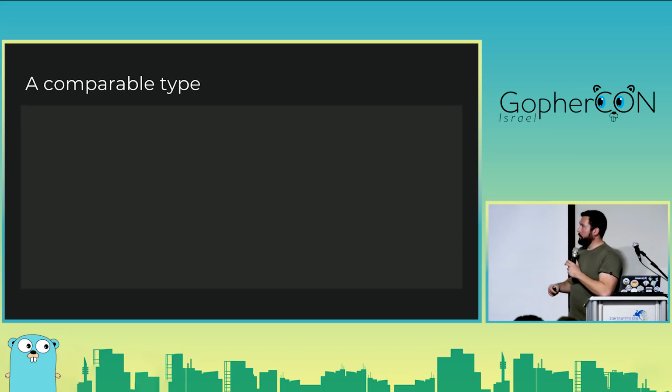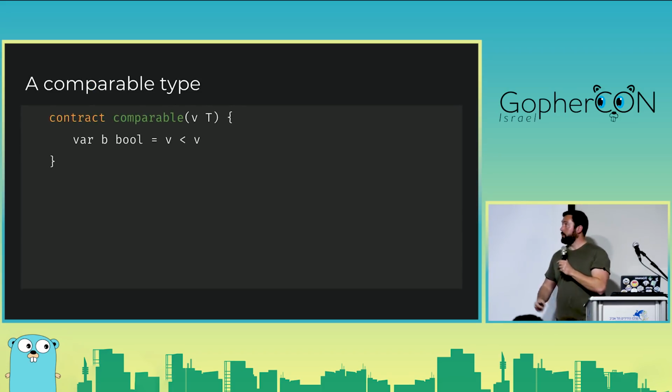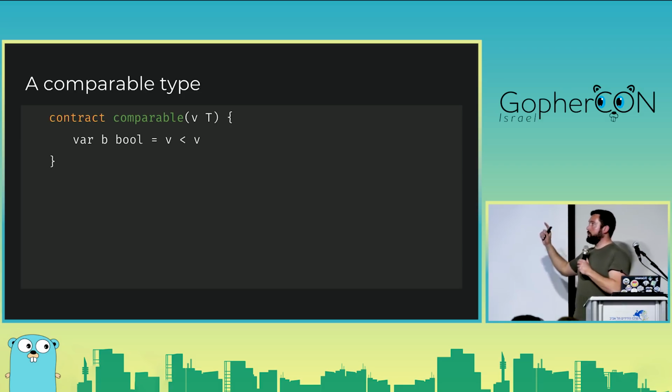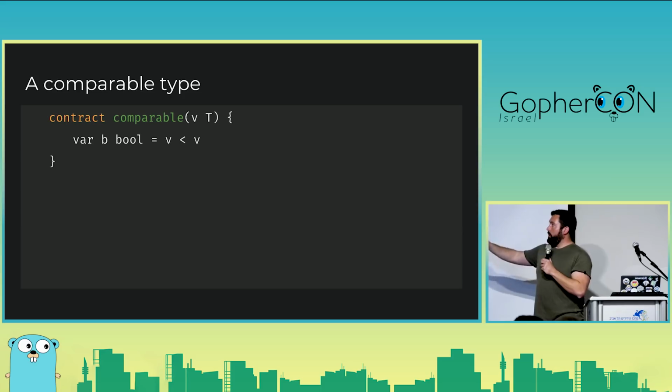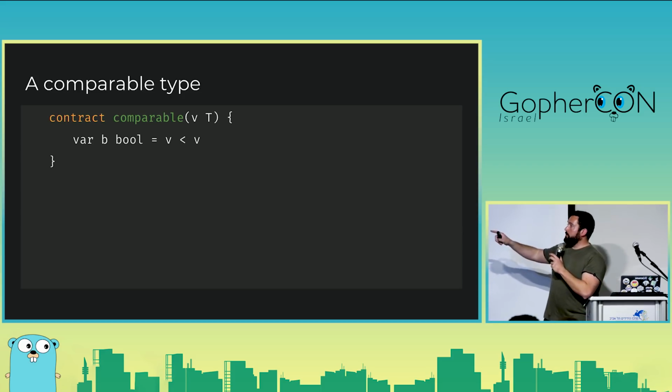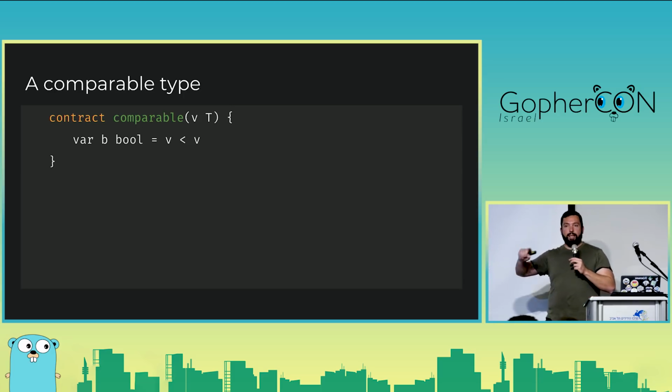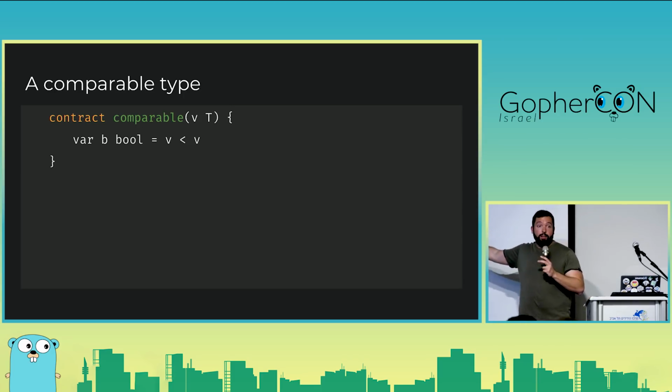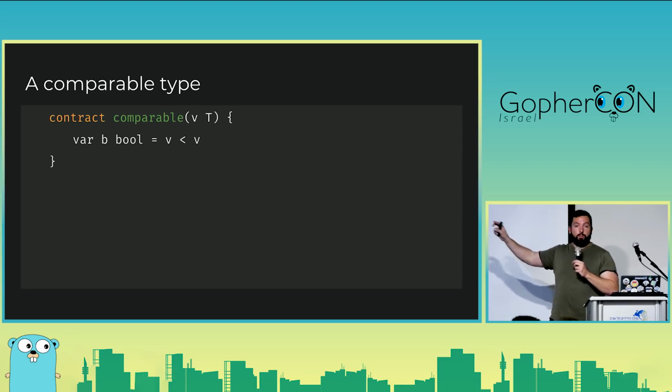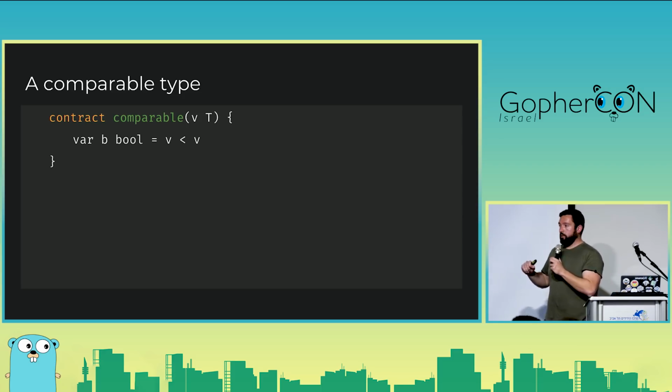So, comparable type. This is a type that you can compare. This is what it looks like. You're saying this is a comparable type where it receives a value v of type t, and what it does, it checks if v is less than v, which means that somehow that needs to compile. I don't know, I don't care how, but that needs to compile. If you're comparing two slices of bytes, that will not compile, right? So a slice of bytes will not satisfy this contract.